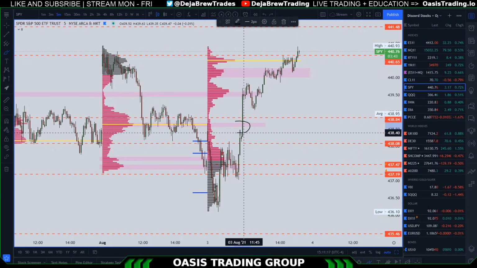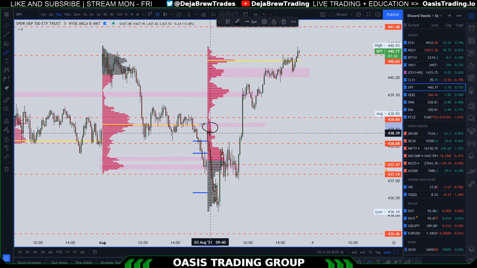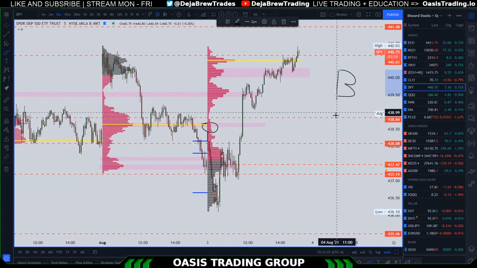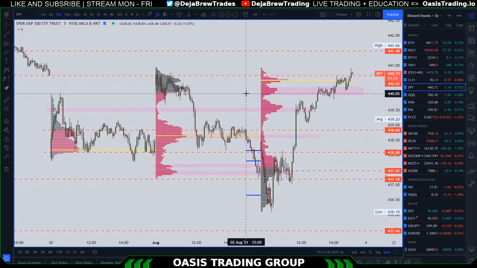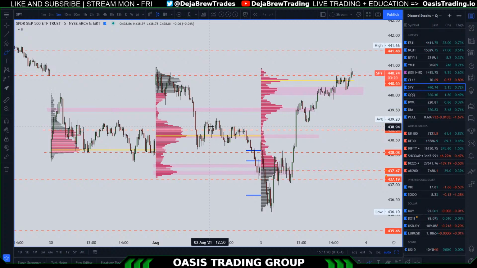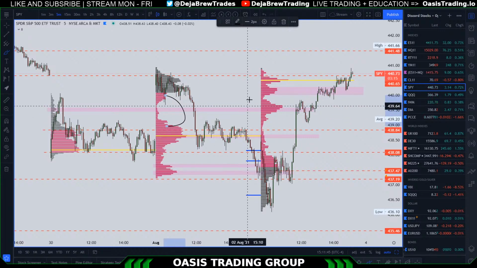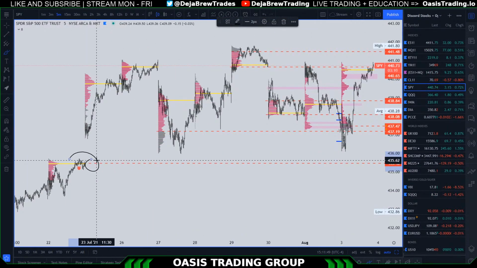Once you reclaimed these levels here, it was pretty obvious that you were just going to go straight up. So once you broke the POC of yesterday, there's not a whole lot of resistance above us because we did have that capital B-shaped profile. And I told you guys yesterday there were two things you wanted to look for on today's price action. You wanted to see if it was going to retrace to fill in this gap here, or you wanted to see a failure down to fill the gap way back here.